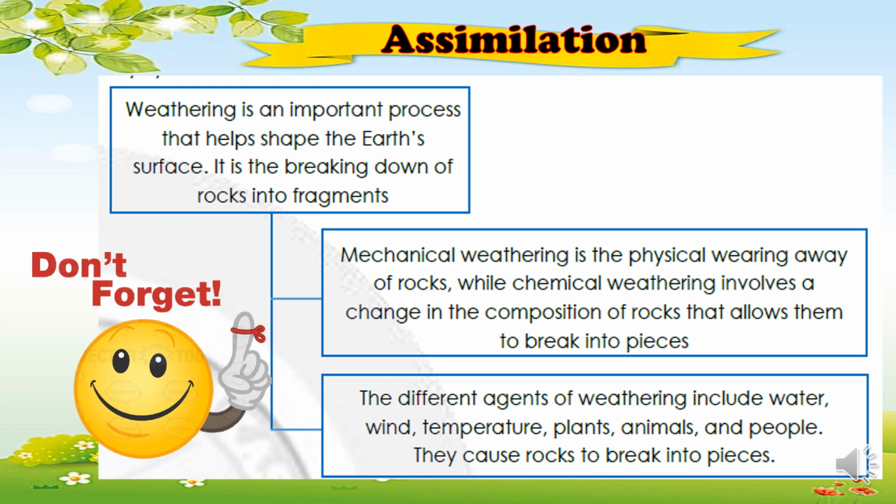For the simulation, don't forget that weathering is an important process that helps shape the Earth's surface. It is the breaking down of rocks into fragments. Mechanical weathering is the physical wearing away of rocks, while chemical weathering involves a change in the composition of rocks that allows them to break into pieces. The different agents of weathering include water, wind, temperature, plants, animals, and people. They cause rocks to break into pieces.